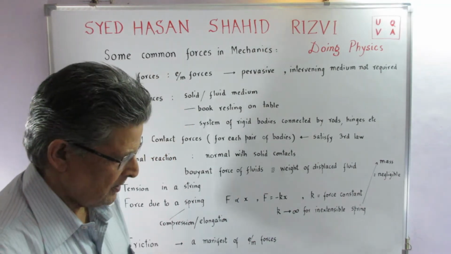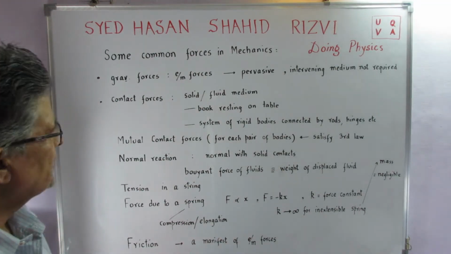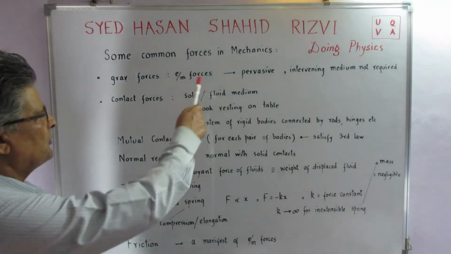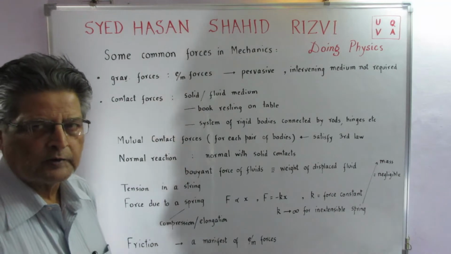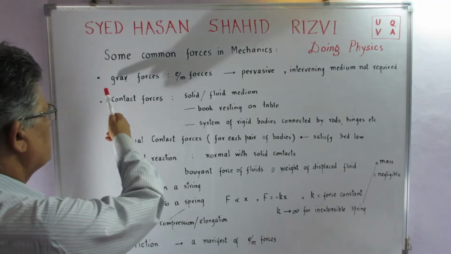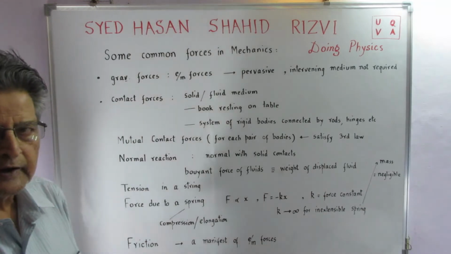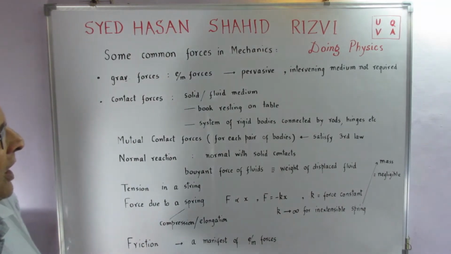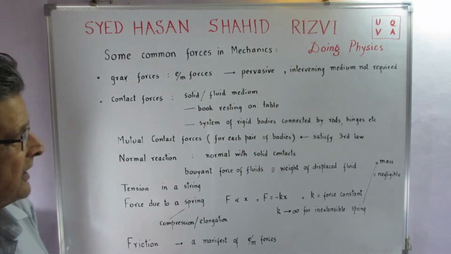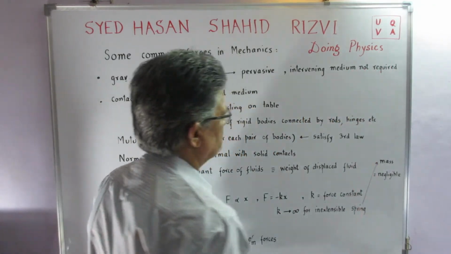So before I go straight away to friction, which is a manifestation of electromagnetic forces, I'll just revise for us some common forces which we use in mechanics and mechanical calculations. For example, the two forces which are fundamental in nature, the gravitational forces and the electromagnetic forces, are all-pervasive, present everywhere, and interestingly, no intervening medium is required.